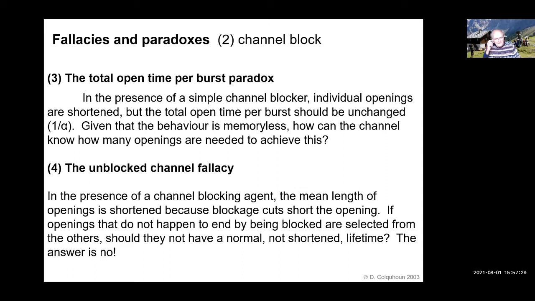So what about the channels that never got blocked? We showed an example of that in the last slide. Some channels will just open and the blocker won't ever pop in and they'll shut. So they should be normal channel openings, right? They've never seen the blocker.